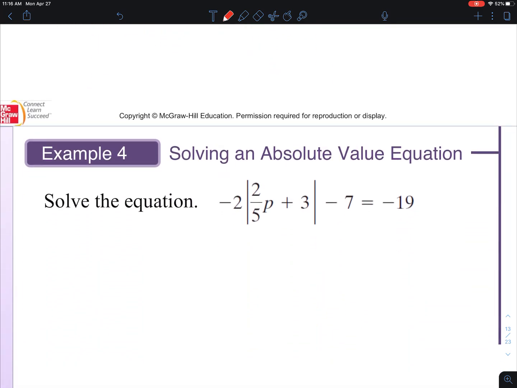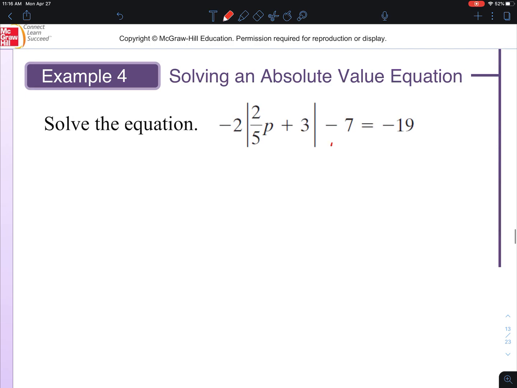All right. So this one has a few more steps. But the first thing we're going to do is add 7 to both sides. And we still have 2/5 p plus 3 is equal to negative 12. Then we're going to divide both sides by negative 2, sorry. And so when we do that, we get 2/5 p plus 3 is equal to 6.